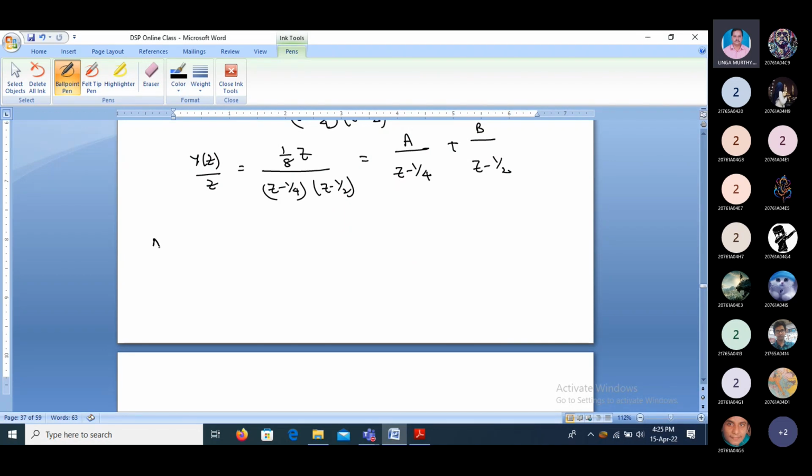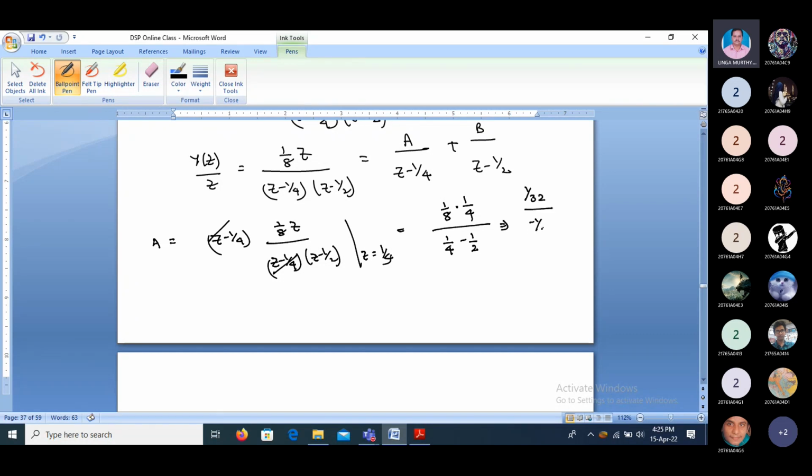For the value of A, multiply by (z − 1/4): 1/8 into z divided by (z − 1/4)(z − 1/2), at z equal to 1/4. So the (z − 1/4) terms get cancelled. From this one, 1/8 into 1/4 divided by (1/4 − 1/2). So this is 1/32 divided by −1/4. The answer is −1/8, the A value.